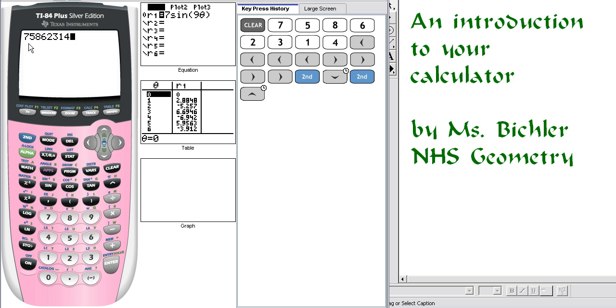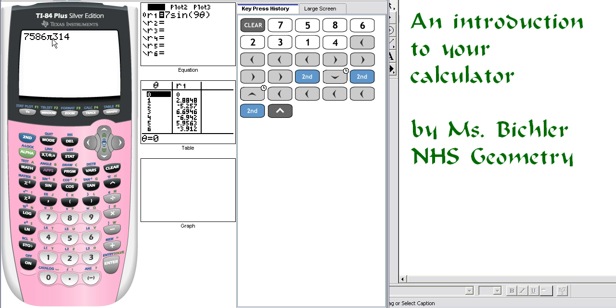Let's suppose that you've written a bunch of numbers and done a lot of difficult calculations, but realize that you left a number out where you should have put one. You don't have to clear the entire thing. You can back up to where you want to insert your other number. Suppose I wanted pi right there. I could go second, because pi is written in blue, and then pi. Now I have my pi.